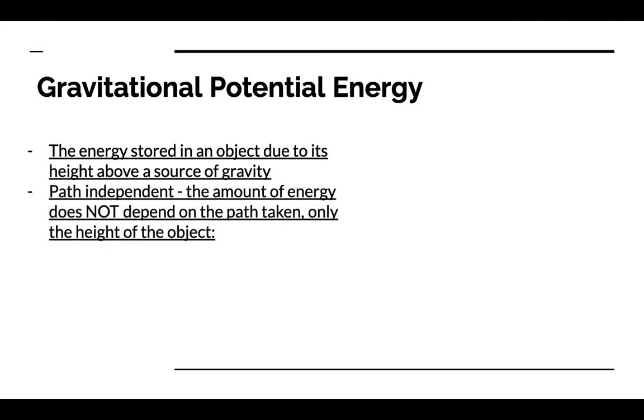Gravitational potential energy, in fact, all forms of potential energy, not just gravitational, but also things like electrical potential energy as well, has a property called path independence, meaning that the amount of potential energy an object has does not depend on the path taken, only the height of the object.